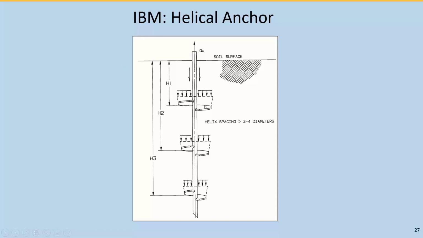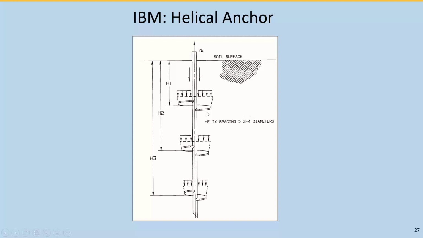And what is the bearing resistance of each helix? The bearing resistance of each helix is basically the area of the helix multiplied by the soil bearing capacity at the level of that helix. You see how easy it is to determine the pile capacity using the individual bearing plate method? Again, it is the sum of the bearing resistance of each helix.